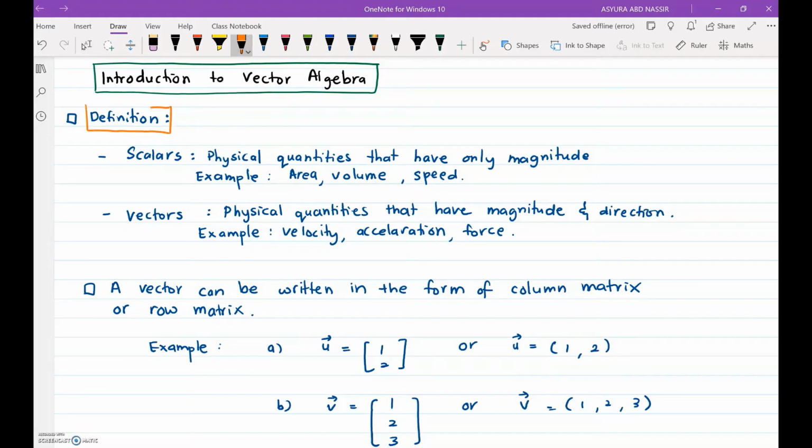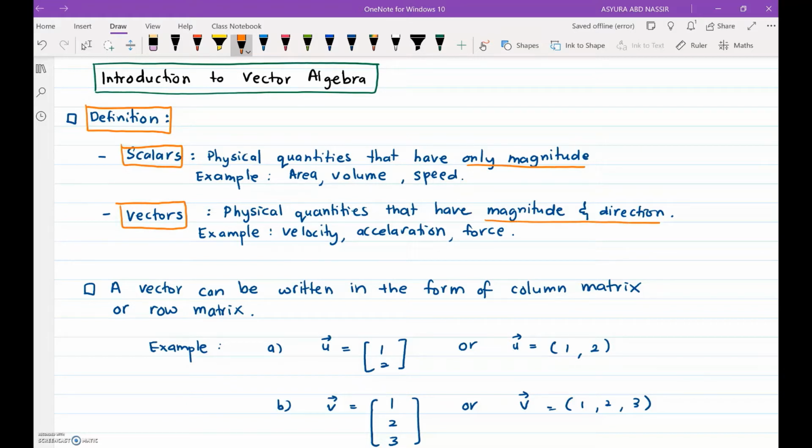What is a scalar? Scalars are quantities that have only magnitude. For example, area, volume and speed. Secondly, we have vectors. What are vectors? Vectors are physical quantities that have magnitude and also direction. For example, velocity, acceleration and force.